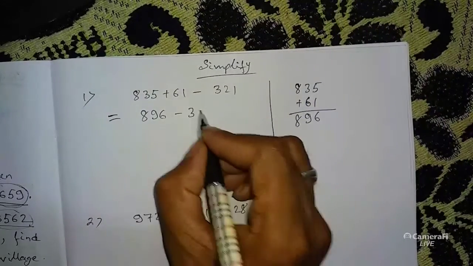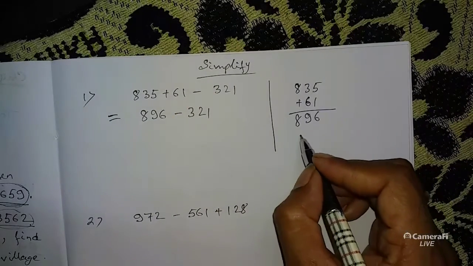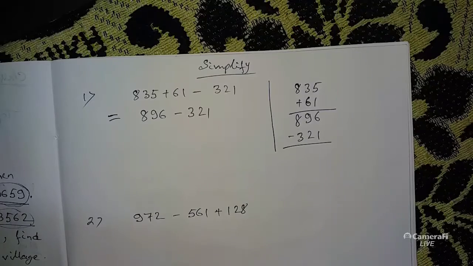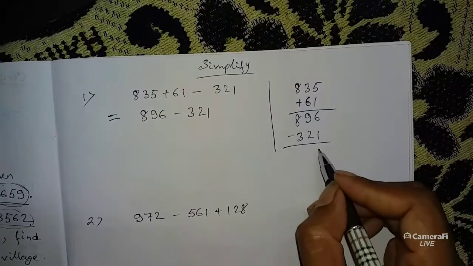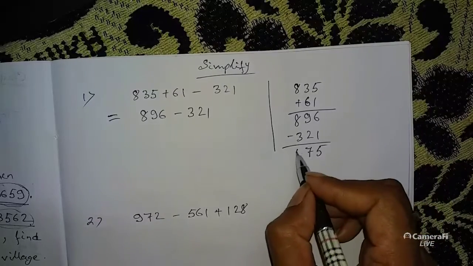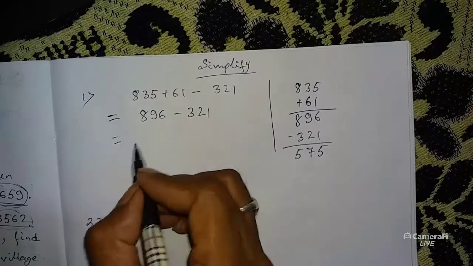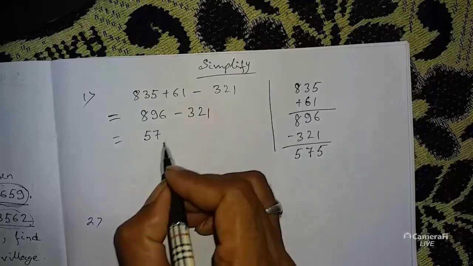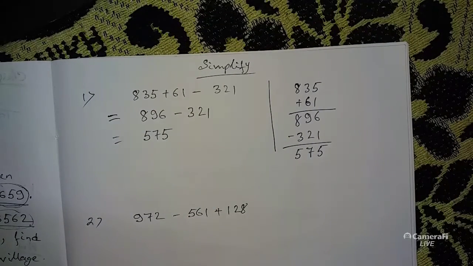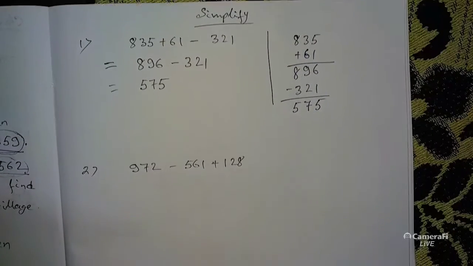and subtract 321. So just write 321 below it and subtract. 6 minus 1 is 5, 9 minus 2 is 7, 8 minus 3 is 5. So it becomes 575.